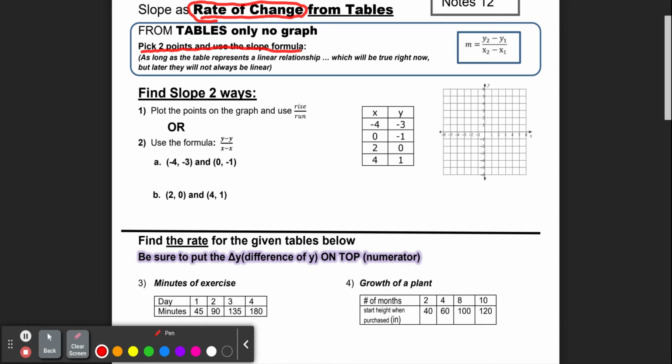So on number 1, it says we can plot the points on the graph and use rise over run. So -4, -3, that's left 4, down 3. 0, -1 is down 1, 2, 0 is right 2, and 4, 1 is right 4, up 1. And then from here, we can draw our line. I'm just going to go the shortest points from each other, so I'm going to go up 1 over 2. So that would be up 1 over 2.